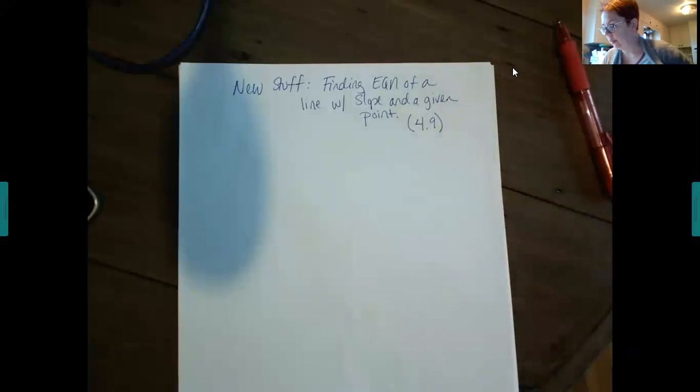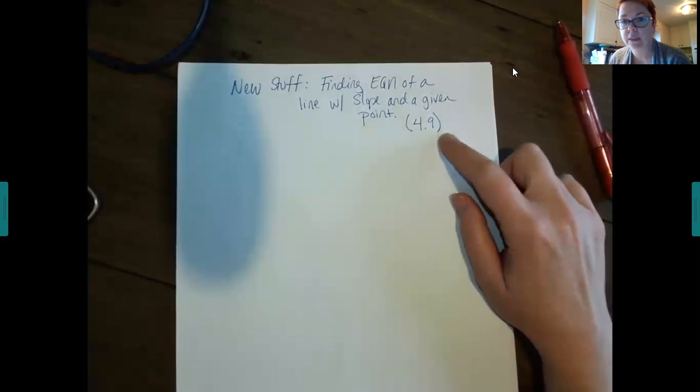All right, so we are at finding an equation of a line with a slope, but not the y-intercept. We are using a slope and a given point. So this is going to relate to your homework lesson 4.9.